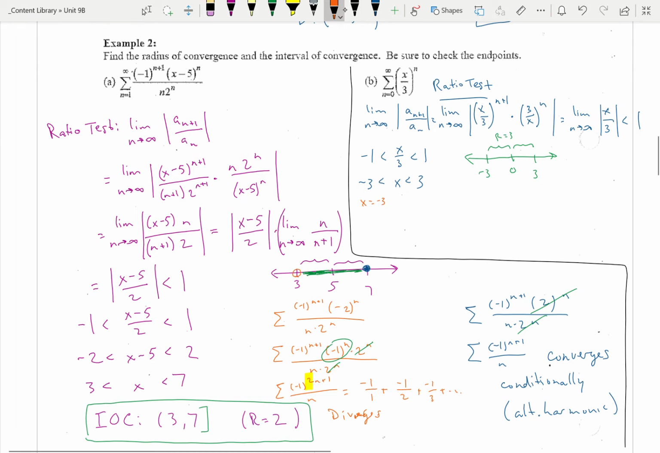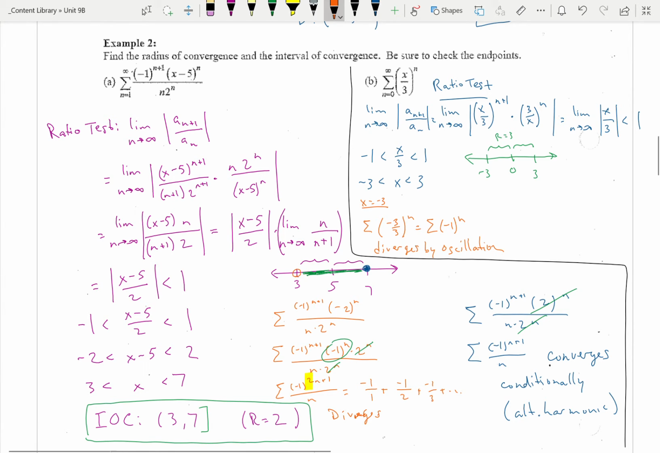x equals -3. We take the sum as x equals -3. I'm just going to replace the x with -3, and that's going to be the sum of -1 to the n. So that's going to be 1 plus -1 plus 1 plus -1 plus 1 plus -1, and that diverges by oscillation. Or you can do the nth term test to show that as well, because the terms don't approach 0.